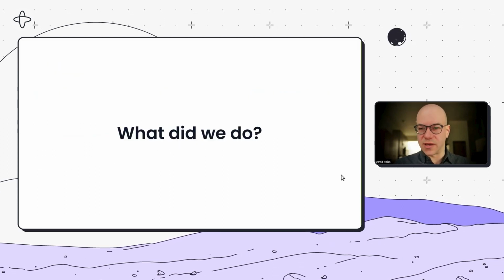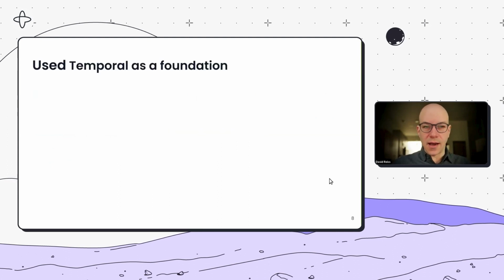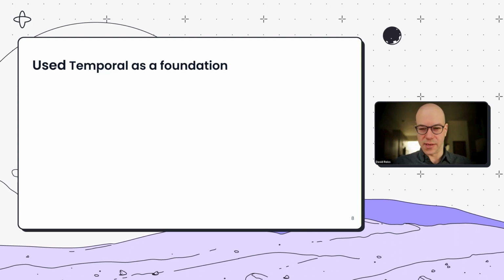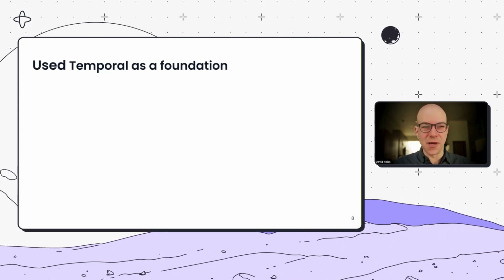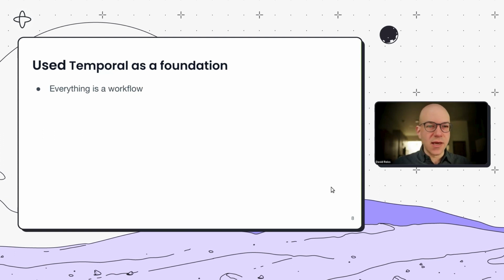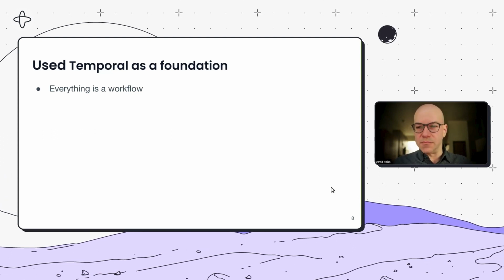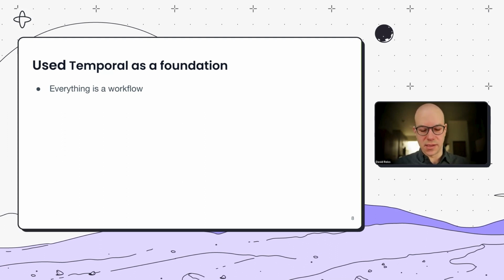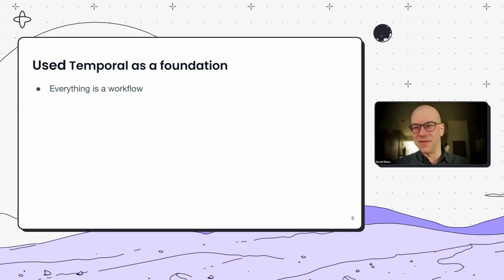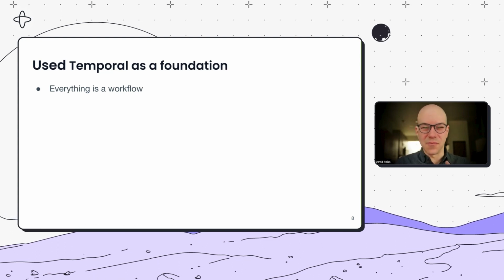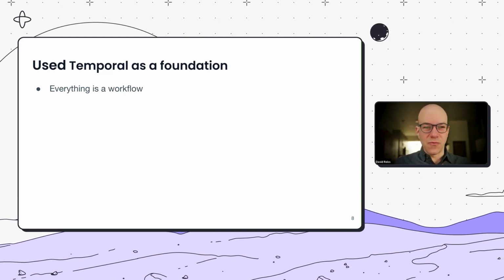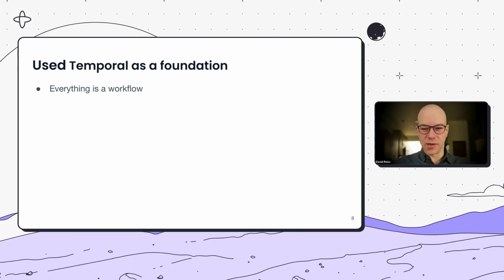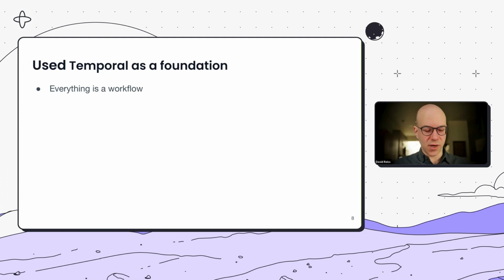Okay, so what did we do to solve all these problems? Temporal is a great foundation for building any sort of application, but specifically for this purpose. Reliability is one of our core company values, and reliability is a thing that Temporal does very well. Workflows are the foundation of reliability. You start a workflow and it will run to completion. It will continue running in the face of failures.